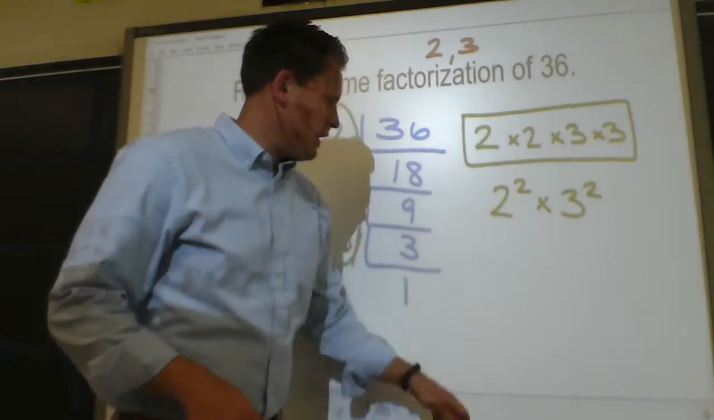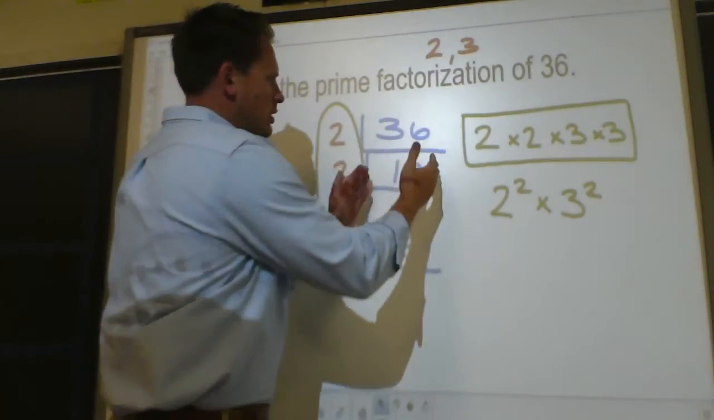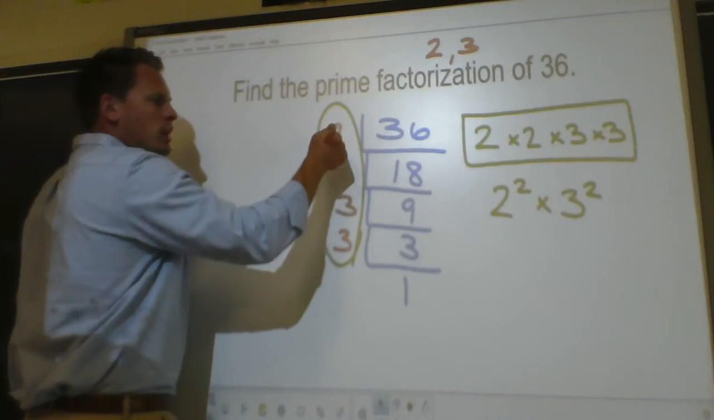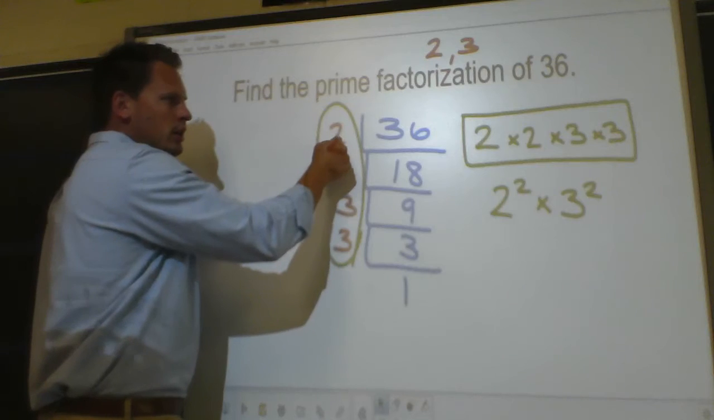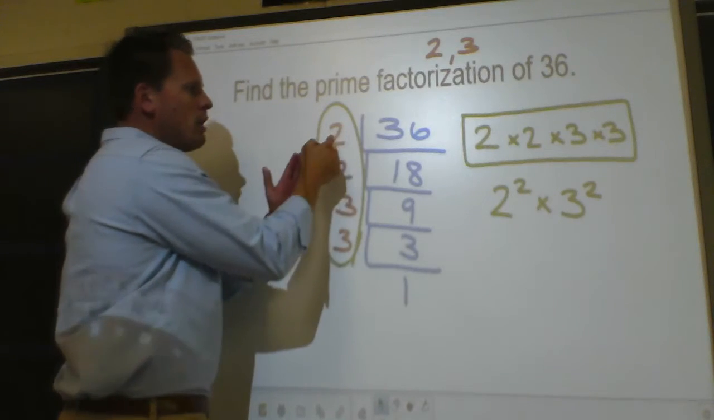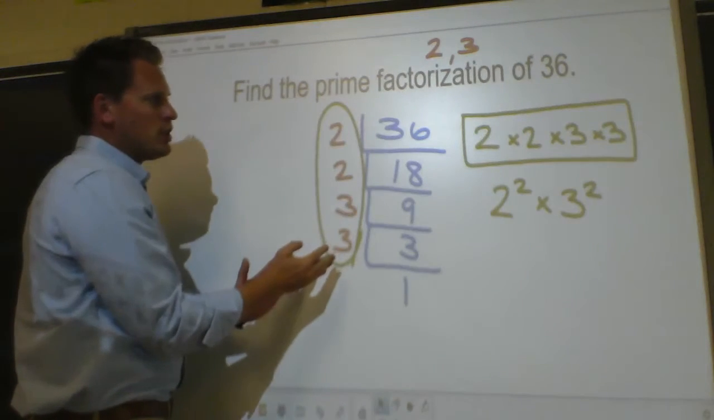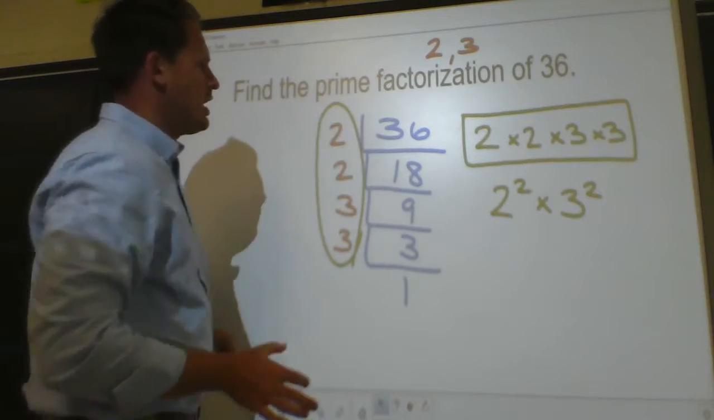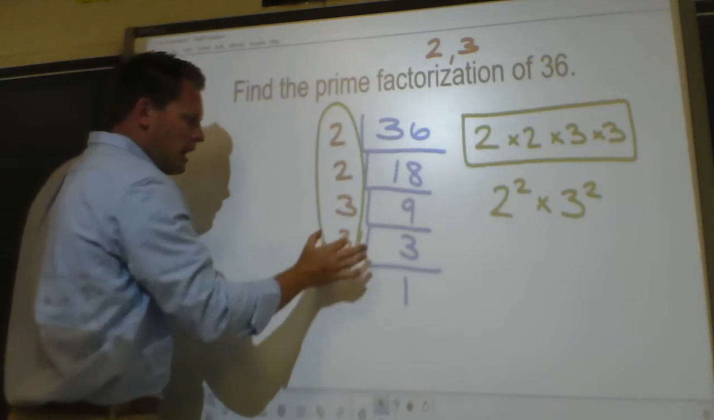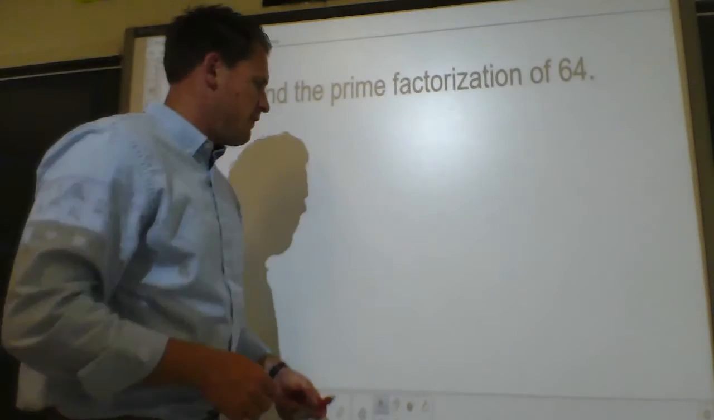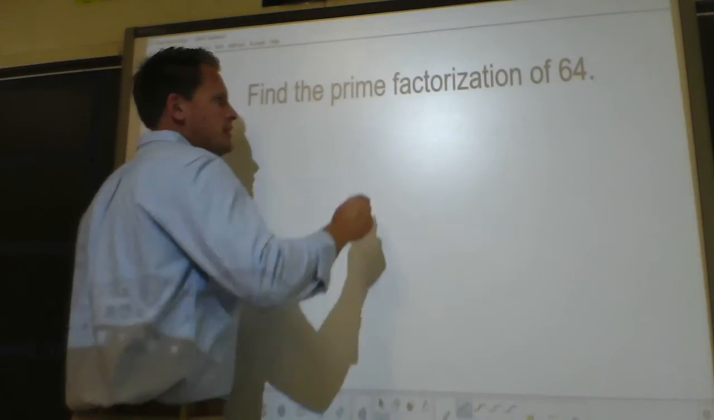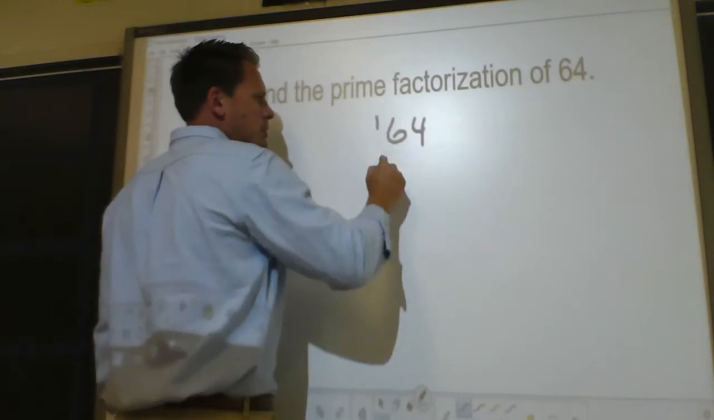All right, so the biggest thing is you're doing upside down division, but you can only put prime numbers on the left side. If I pull the 4 out here, it would give me a factorization, but not a prime factorization. I have to focus on pulling out prime numbers only. All right, let's do this. Prime factorization of 64, and hopefully there's no interruptions.